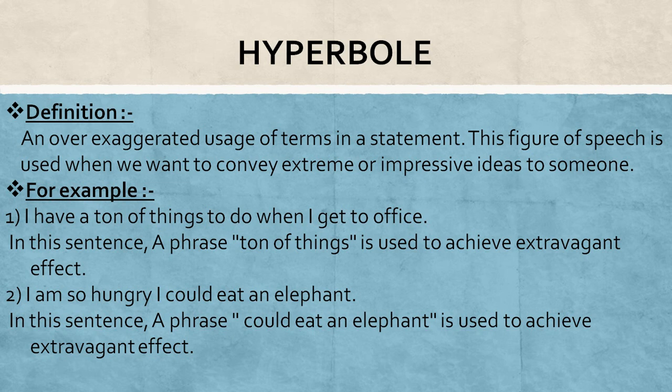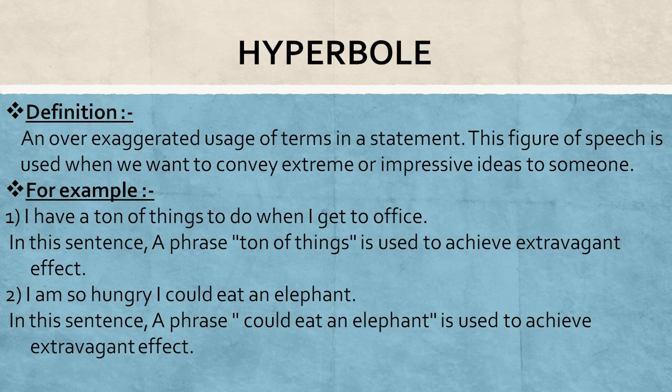Definition: an over-exaggerated usage of terms in a statement. This figure of speech is used when we want to convey extreme or impressive ideas to someone. For example, 1. I have a ton of things to do when I get to office. In this sentence, a phrase ton of things is used to achieve extravagant effect.